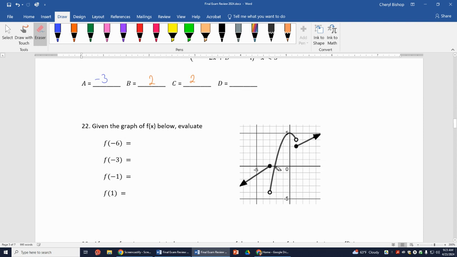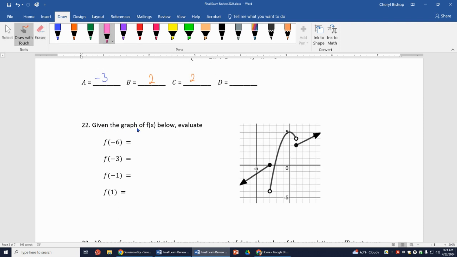Now let's look at 22. So for 22, given the graph of f of x below, evaluate. So f of -6, 1, 2, 3, 4, 5, 6 is going to be a y value of -2. F of -3, so I have 2 places, but we want the solid value, so that's going to be 0. F of -1 is right here, which is 4. And f of 1, there are 2 values, but we want the solid dot, so that's going to be 1, 2, and 3 as my value.